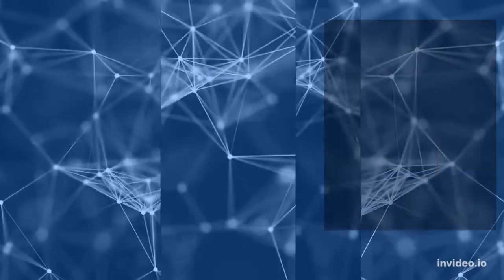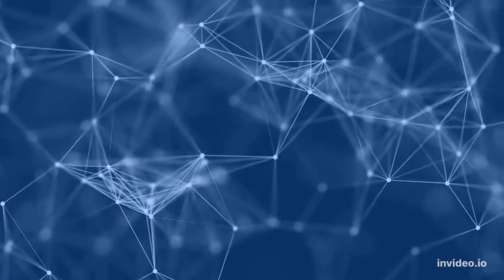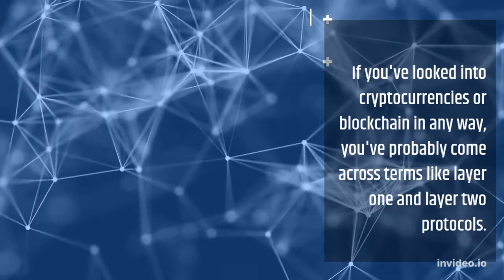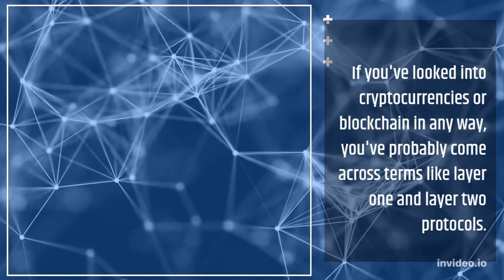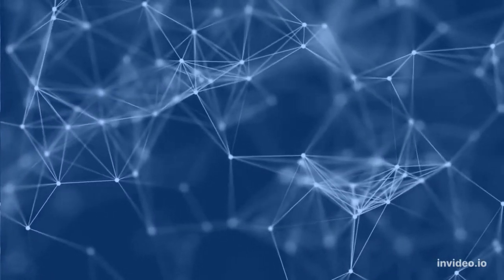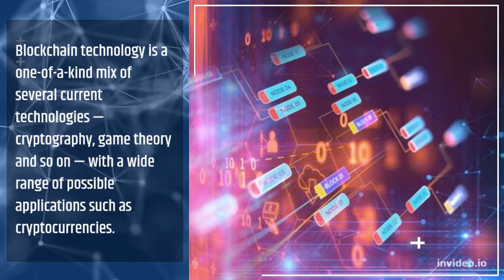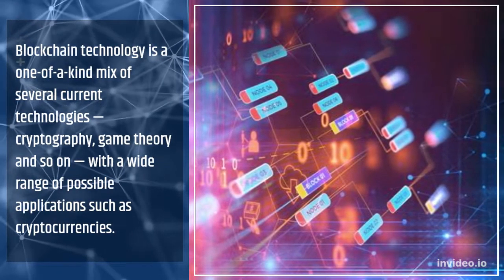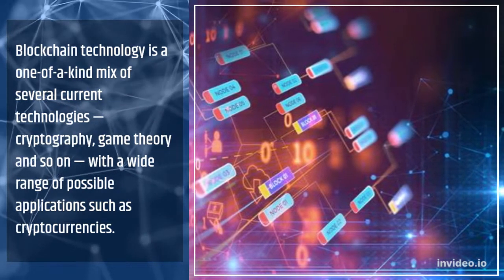A beginner's guide to understanding the layers of blockchain technology. If you've looked into cryptocurrencies or blockchain in any way, you've probably come across terms like Layer 1 and Layer 2 protocols. Blockchain technology is a one-of-a-kind mix of several current technologies, cryptography, game theory and so on, with a wide range of possible applications such as cryptocurrencies.